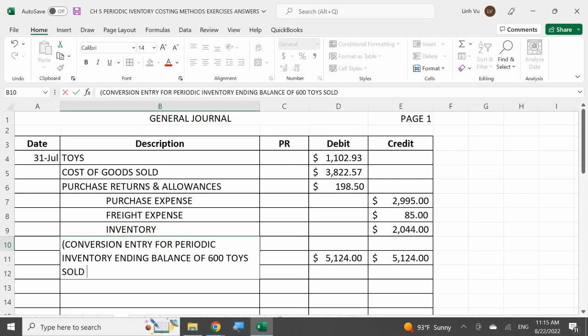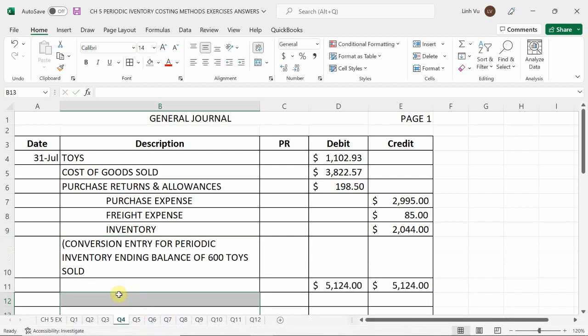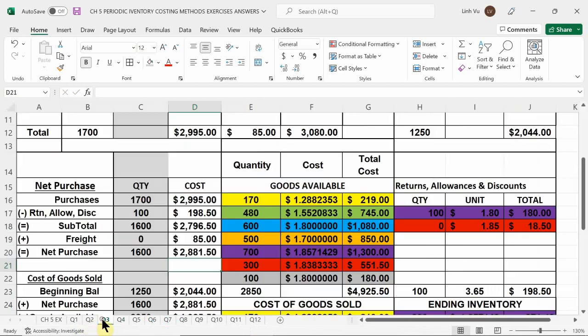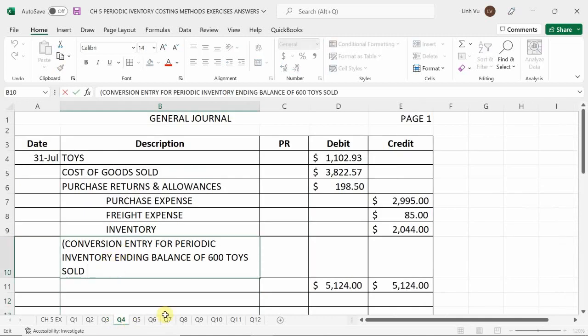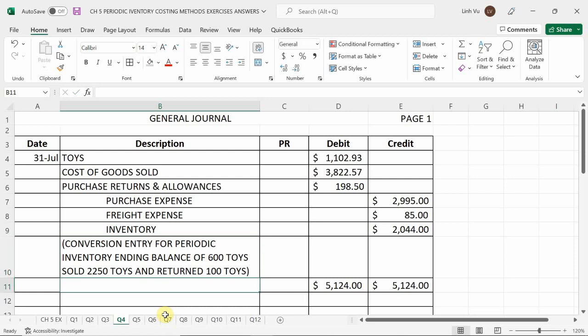We sold, I can't remember how many we sold. How many did we sell? We sold, oh yeah, I was right, 2,250 toys and returned 100 toys. Okay? And that concludes the first part of the inventory worksheet.